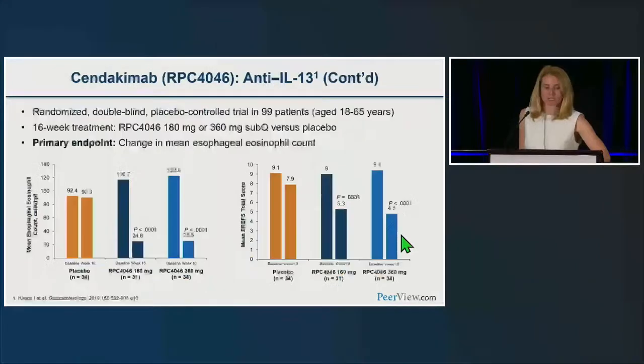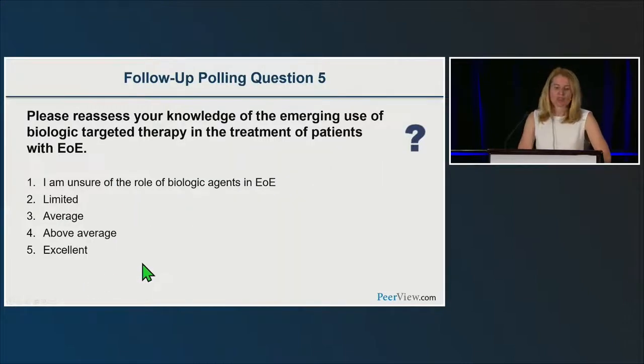fleshed out better. And so these are the results from the phase 2 cendakimab trial. And as you can see, in patients who received the low dose, this was the eosinophil count, you can see the mean eosinophil count dropped from 116 to 24, and 122 to 25 in the high dose. And again, the EREFs also statistically significantly improved in the patients getting either a low dose or a high dose compared to the placebo, who had no difference. And so please reassess your knowledge of the emerging use of biologic-targeted therapy in the treatment of EoE patients.